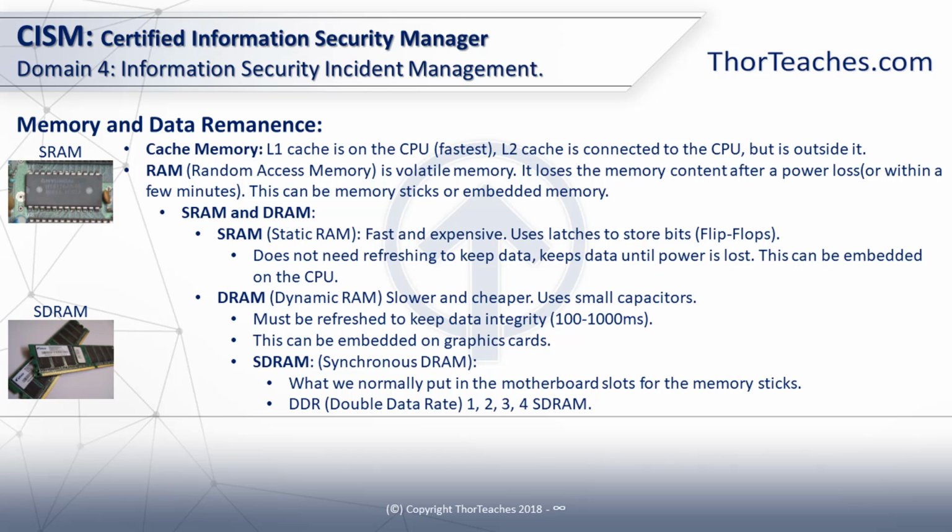Dynamic RAM, or DRAM, is slower and cheaper, and it uses small capacitors, and they have to keep refreshing the data to keep the data integrity. Somewhere between 100 and 1000 milliseconds, it has to refresh the data over and over and over to keep it active. DRAM can also be embedded on the graphics card or other hardware that needs dedicated memory. This is normally what we put in the memory slots on a computer. They can easily be removed and replaced. For most of us, those would be DDR RAM, 1, 2, 3, or 4, but you might run into older versions on older systems.